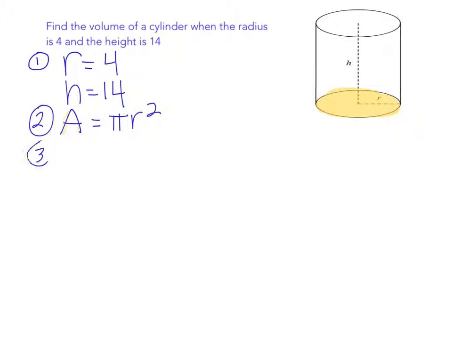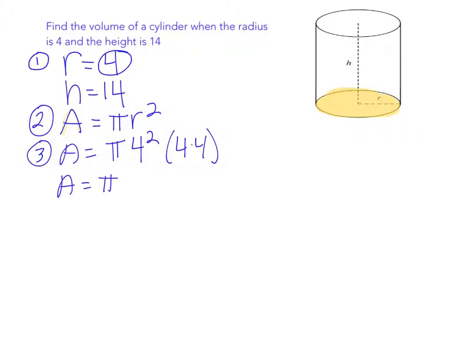All right. Step 3, plug in what we know. Area equals pi times 4 squared. Well, I know that 4 squared is the same as saying 4 times 4, which is 16. So now we're saying area equals pi times 16. Let's actually do the math.